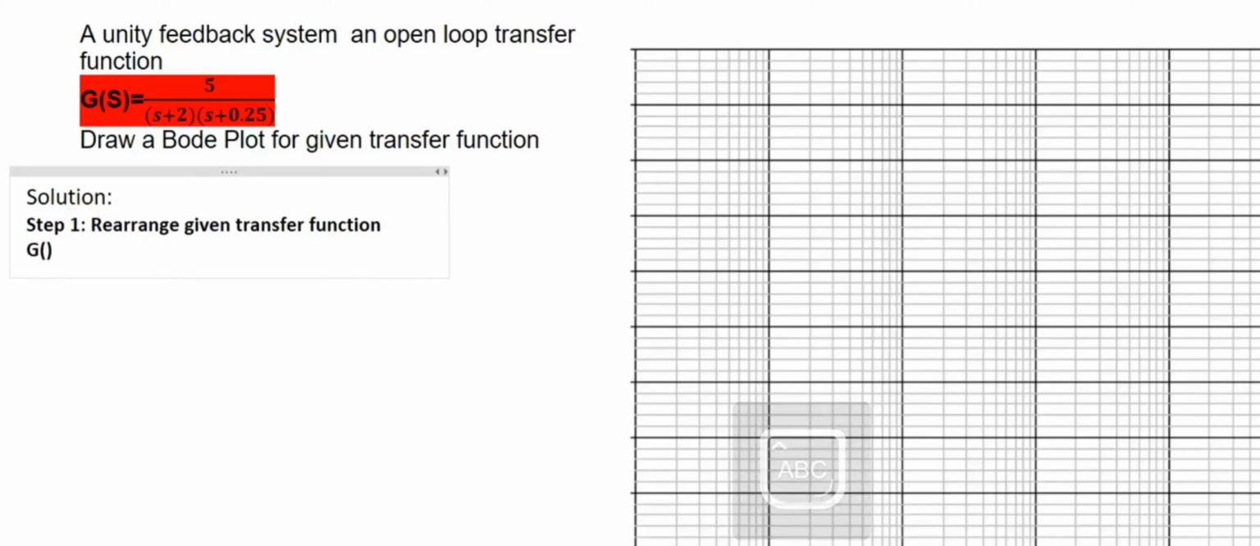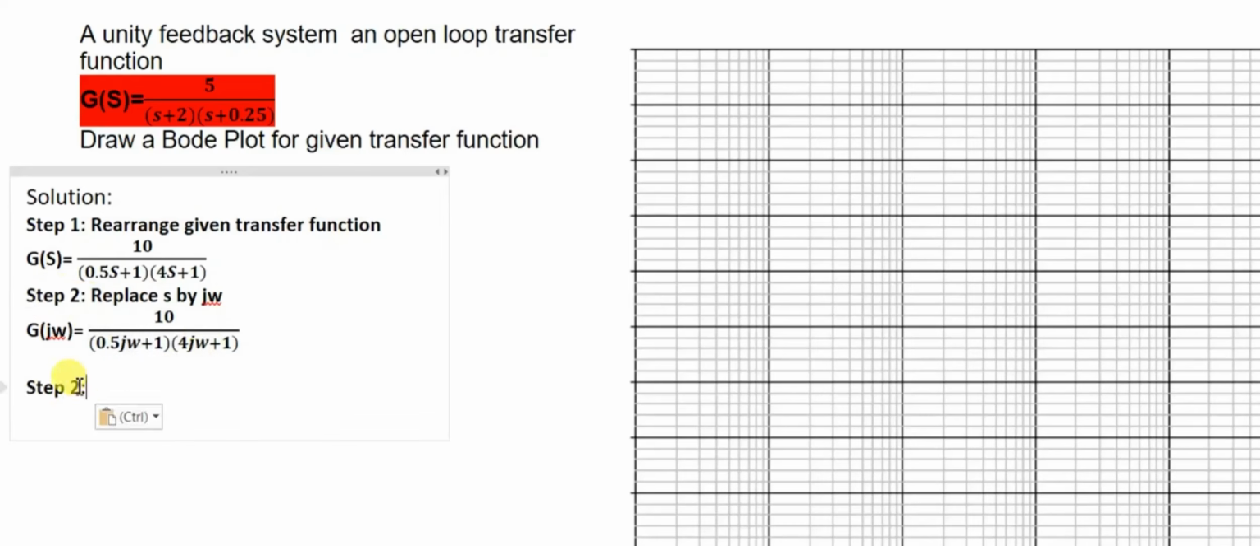In today's video, we're going to draw the Bode plot, both the magnitude and phase, in a step-by-step process. Initially, in step one, we will first plot the magnitude and then the phase plot. For the magnitude plot, initially, you need to rearrange the given transfer function.